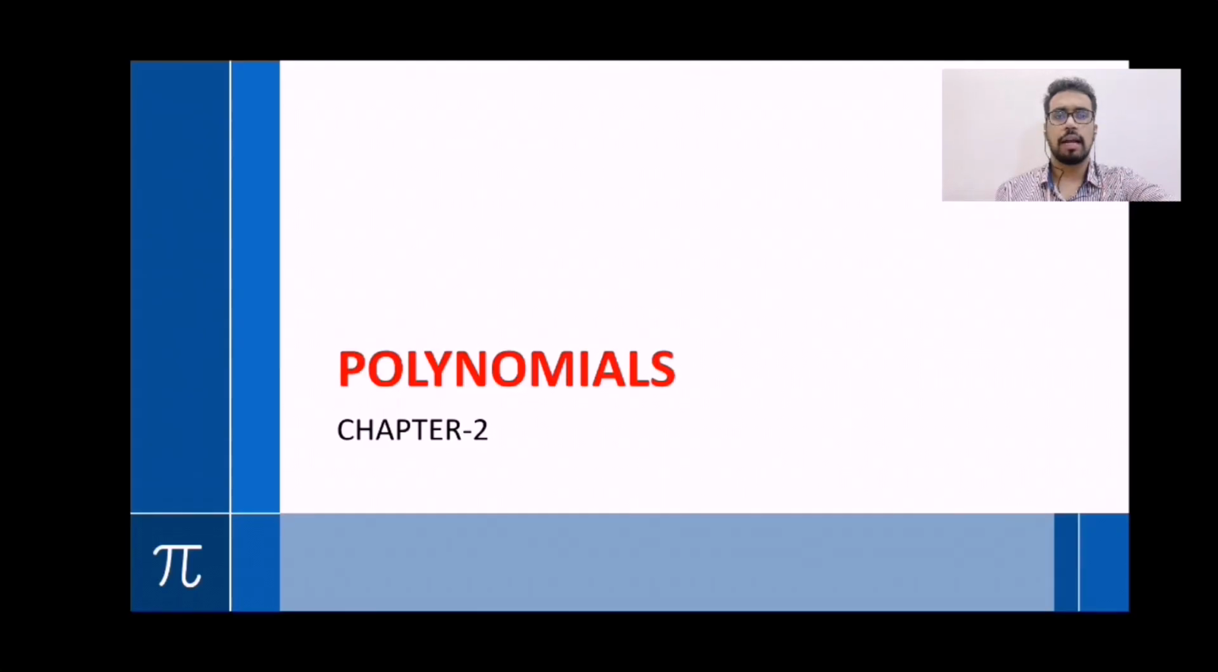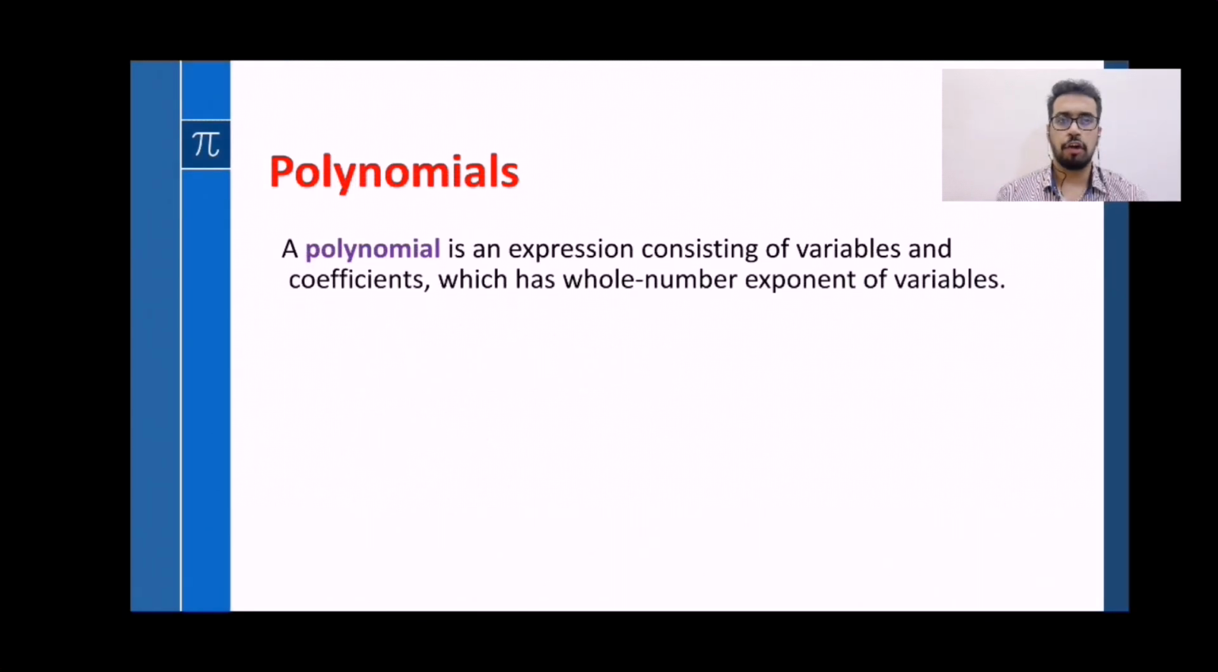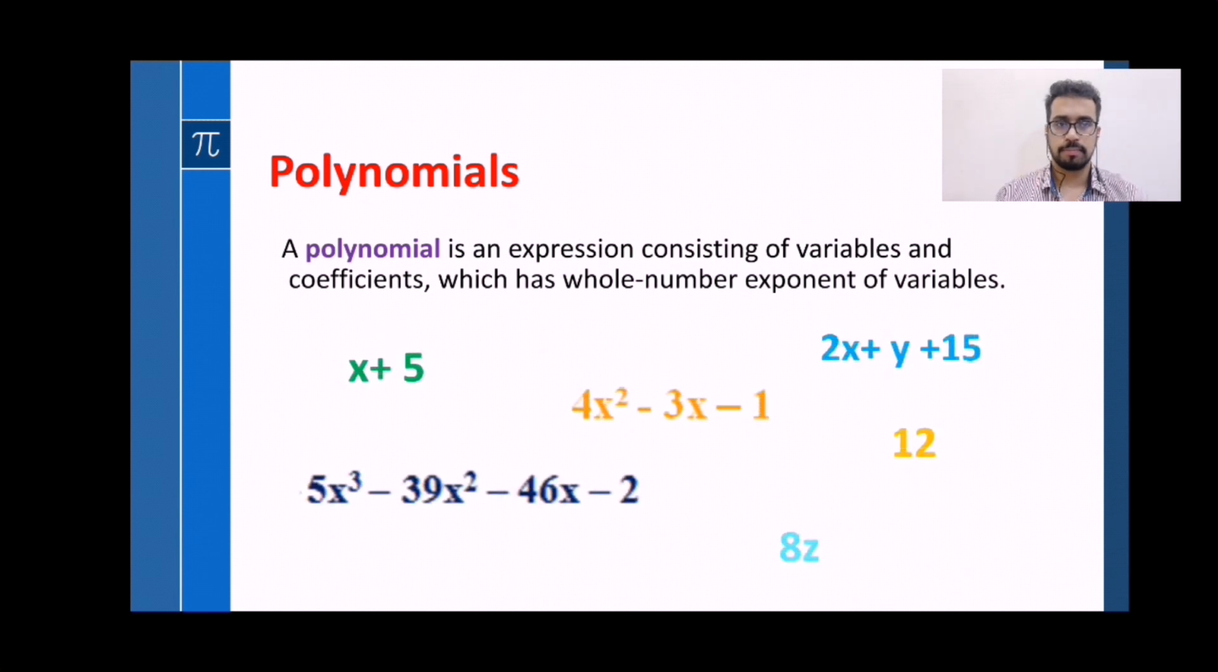Hello everyone. Today let us revisit the concept of polynomials of class 10. Let us begin with the definition of polynomial. A polynomial is an expression consisting of variables and coefficients. The important thing here is that the exponent of the variable should always be a whole number. Here are some examples of polynomials.